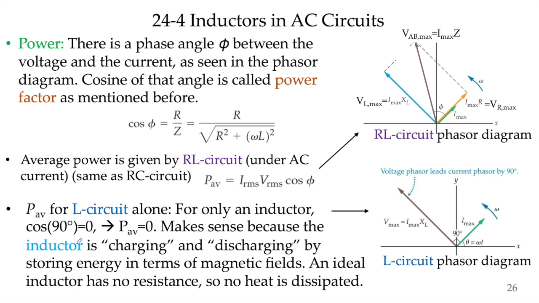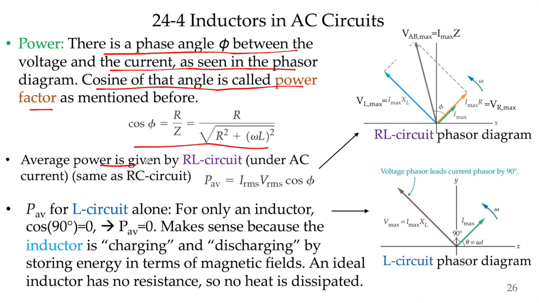Okay, what about power in RL circuits? There's a phase angle, we learned about this, between the voltage and the current, as seen in the phasor diagrams. So the cosine of that angle is called the power factor. We learned this. It's here. Now the only difference is the impedance. Now instead of 1 over omega C, we have just omega times L. So the average power in an RL circuit, the phasor diagram is here. This is the RL phasor diagram.